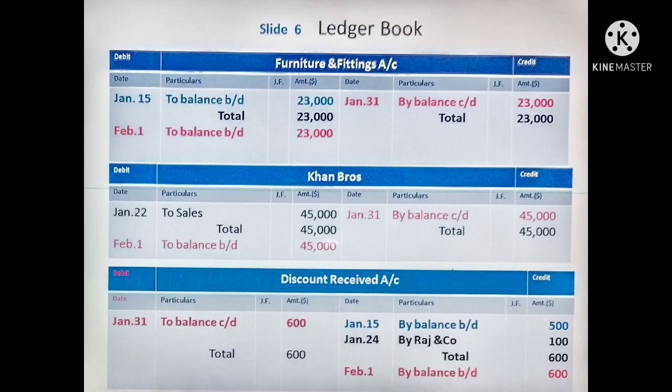In furniture and fittings account, there is an opening balance of $23,000 at debit side. No other transaction affecting furniture and fittings during the period. So the same is the balance. On January 31st, it is carried down on the credit side and brought down in the debit side on February 1. That's the value of furniture and fittings as on February 1.